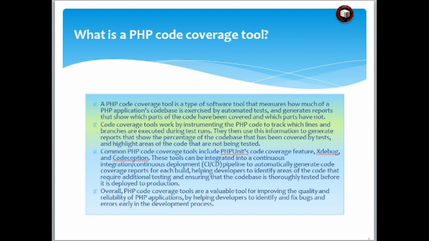These tools can be integrated into a continuous integration or continuous development, CI/CD, pipeline to automatically generate code coverage reports for each build, helping developers to identify areas of the code that require additional testing and ensuring that the code base is thoroughly tested before it deploys to production.